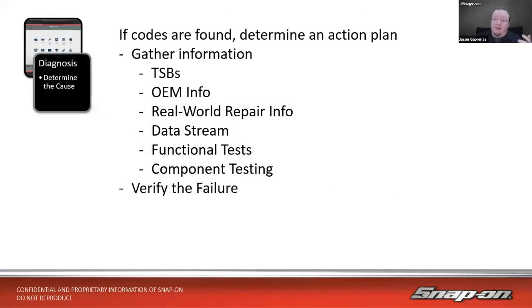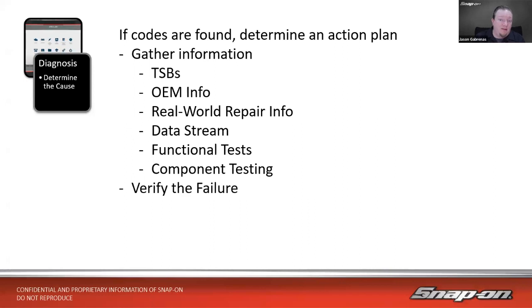So when it comes to intelligent diagnostics, that all is driven off a code. So if I have a code, I can then go in and access this. But what if I don't have that? What do I need to do? What do I need to gather in order to make my diagnosis? So if codes are found, I do need to determine an action plan. I need to gather that information.